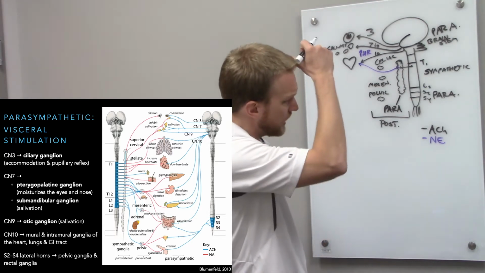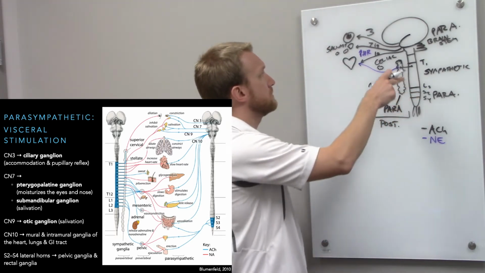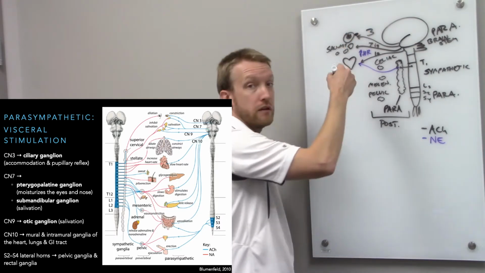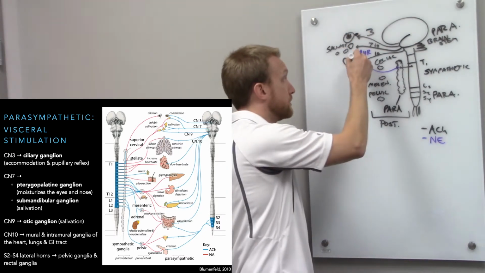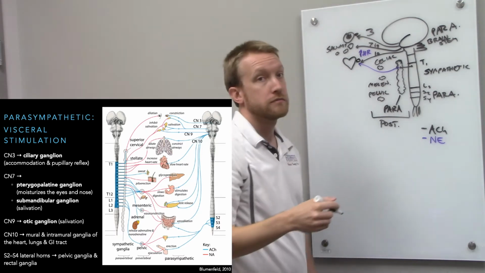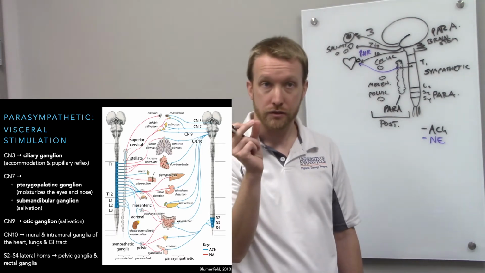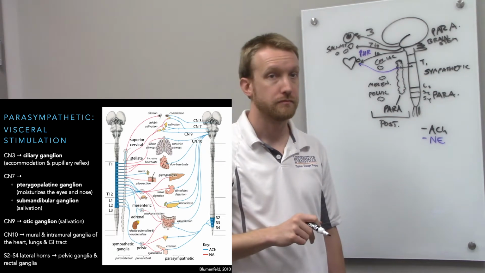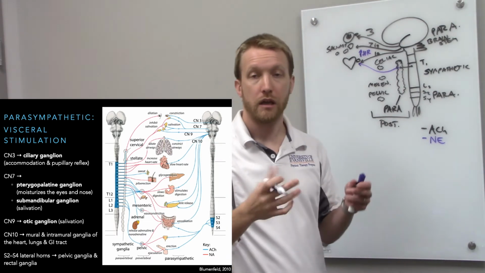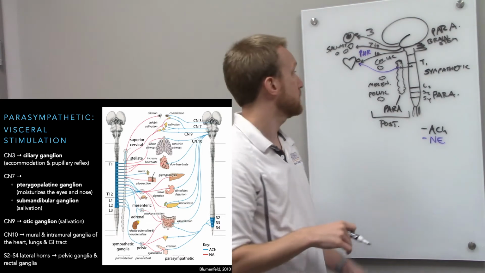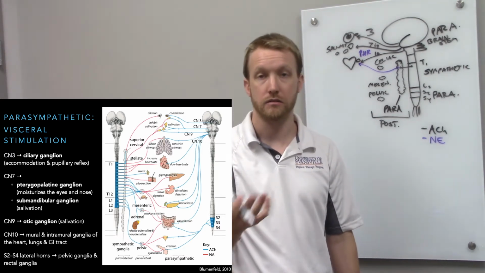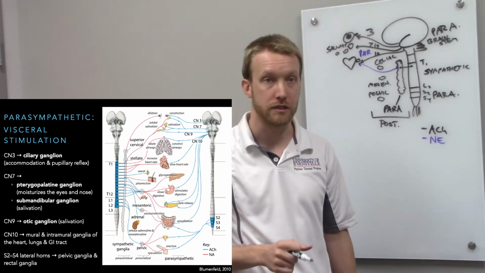The postganglionic neurons live on ganglia either near or within the target tissues. So very short axons here. So the mural ganglia live on the target, such as the heart, and the intramural ganglia are within the target. For example, in the GI tract. We'll see this later.